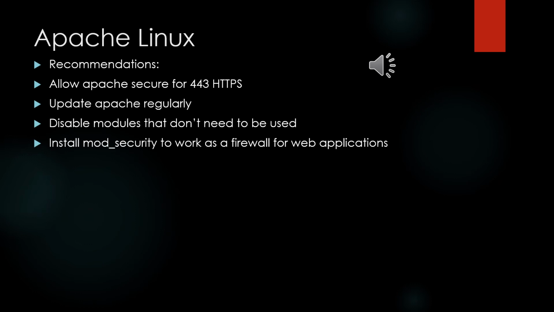And as far as recommendations that I have for using Apache, always allow for the secure access of 443, which is HTTPS. Make sure Apache is updated. One thing that I did was make sure to update Apache. I actually went ahead and just downloaded Apache 2 to that. Disable modules that you do not need as well, because when you first download them and you check the modules, there's a lot of different modules that are already downloaded, and some may not be needed.